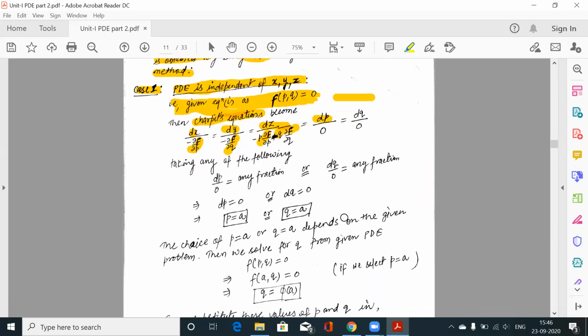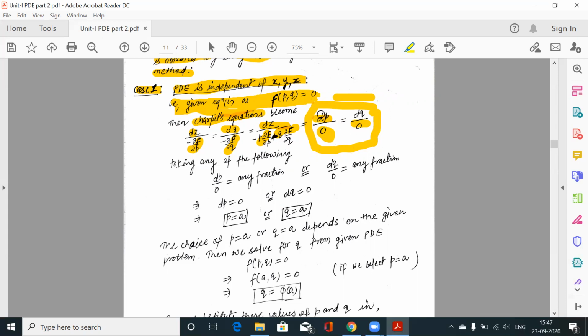Even if we apply Charpit method, we always get the denominator of dp as 0 and denominator of dq as 0, because this is that type of case, where there is no term which contains x or y or z. So always we get denominator 0 and 0, dp over 0, dq over 0. Now what is the next step in Charpit method? We select one pair to get the values of p and q in terms of x, y, z. So this is that pair, because this is easily integrable, dp over 0, dq over 0.